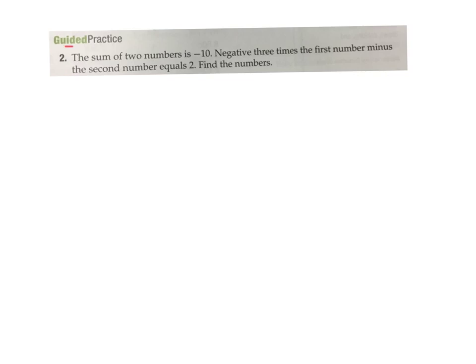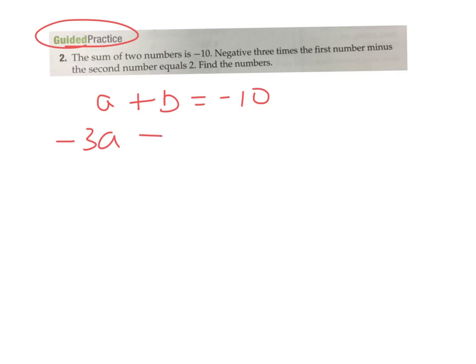This problem is another one of the problems where we're going to make our equation. So let's read the first part. The sum of two numbers is negative 10. So I'm just going to use a plus b equals negative 10. There's my first equation. The second equation is negative 3 times the first number. Well, if a is my first number, I'm going to take a negative 3 times it, minus the second number, and it equals 2.